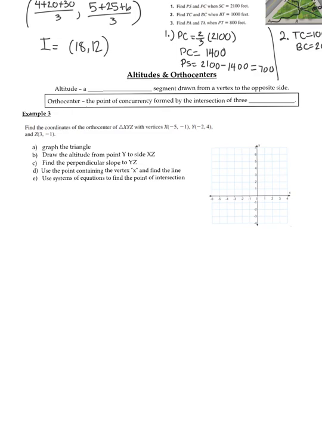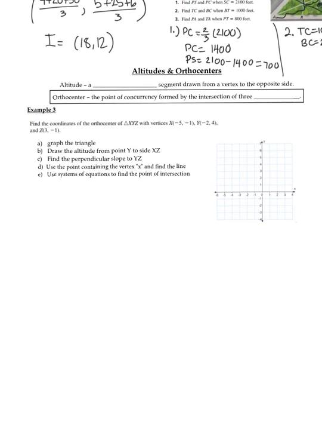Alright, so the next thing we're going to talk about are altitudes and orthocenters. An altitude is a perpendicular segment drawn from the vertex to the opposite side. So it doesn't mean that it's going to bisect the angle, it's just going to be a perpendicular line drawn from the vertex to the opposite side.